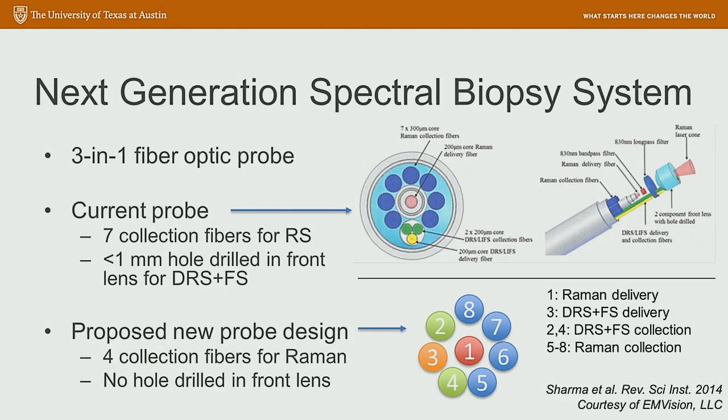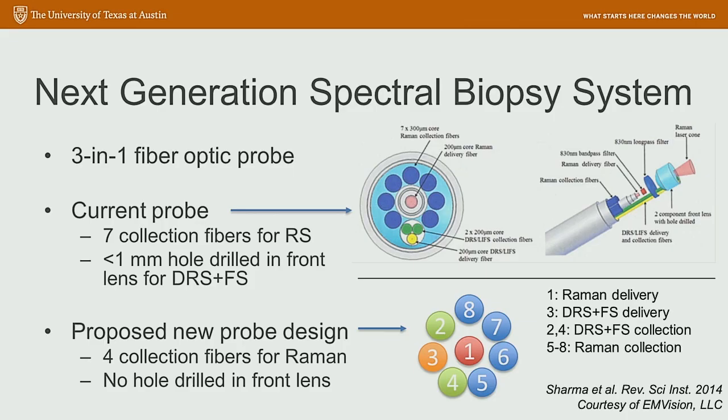So our next generation spectral biopsy system, again, will use a 3-in-1 fiber optic probe. So, to discuss briefly what's in the current system, this current probe has 7 fibers for collecting Raman spectroscopy, as you can see here. And what's special about this probe design is that there is actually a hole, probably around 500 or 600 microns, less than 1 millimeter, drilled in front of this front lens for diffuse reflectance and fluorescence spectroscopy collection. So this hole, because it's very small, is very difficult to drill. So this probe is a little bit hard to make as a result.